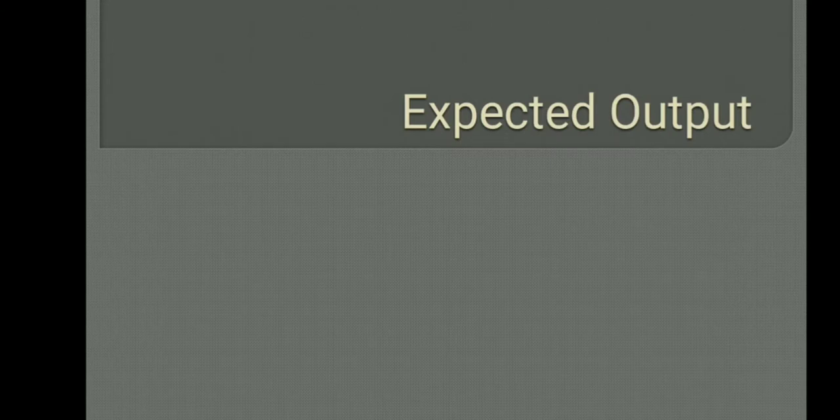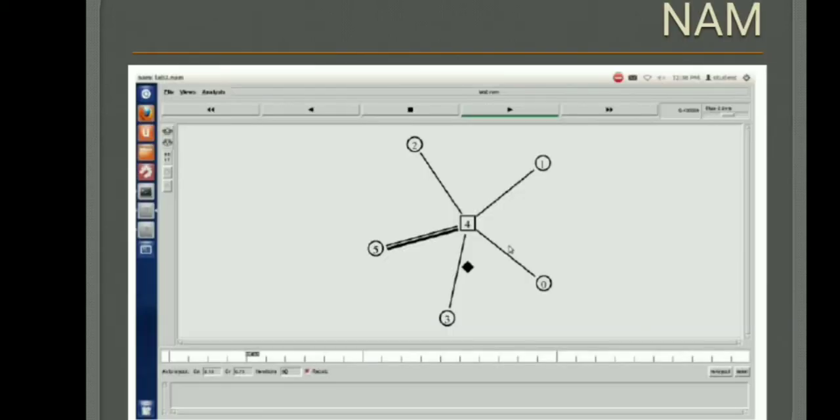Now let us see what is the expected output. Firstly, this is your NAM file, or the animation file, that will be generated. As it is told, we need 6 nodes: node 0, node 1, node 2, node 3, node 5. Node 4 is in the center.